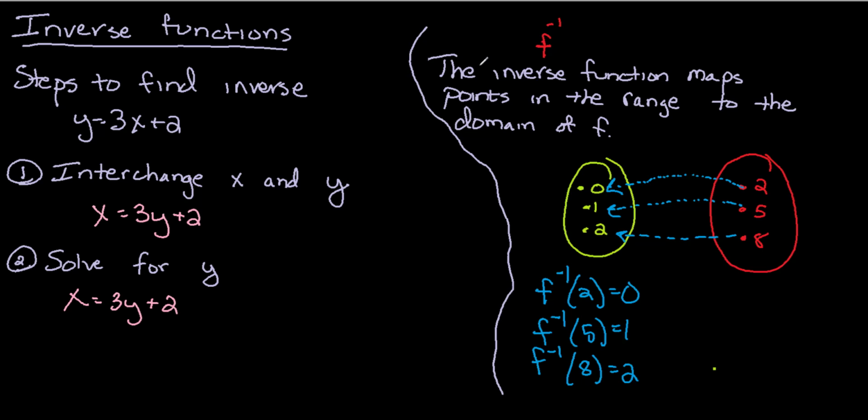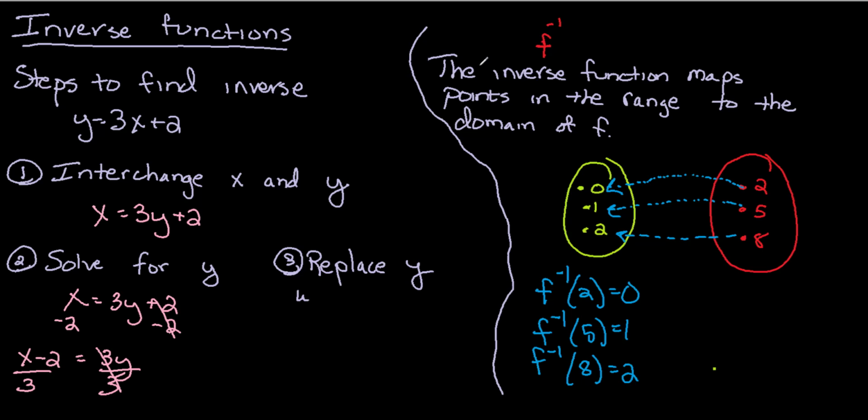If I subtract 2 from both sides, on the left-hand side I have x minus 2, and on the right I have 3y. Solving for y, I will now divide by 3, and so I have y equals x minus 2 all over 3. For the last step, you replace y with f inverse of x. So our final answer here would be f inverse of x equals x minus 2 all over 3.